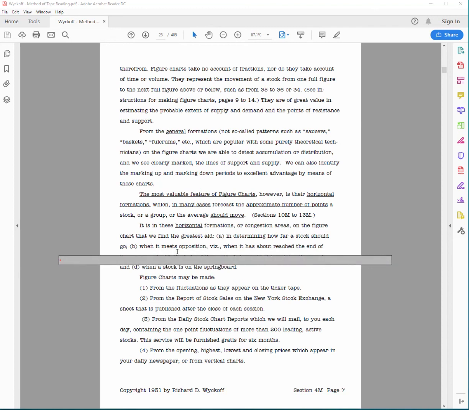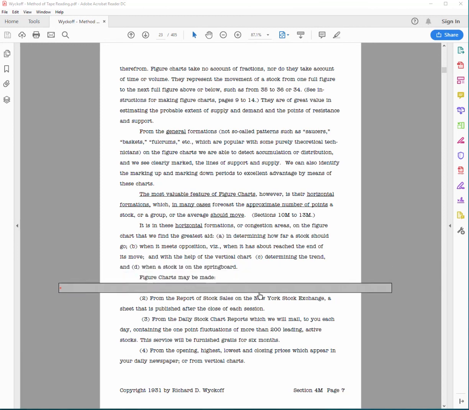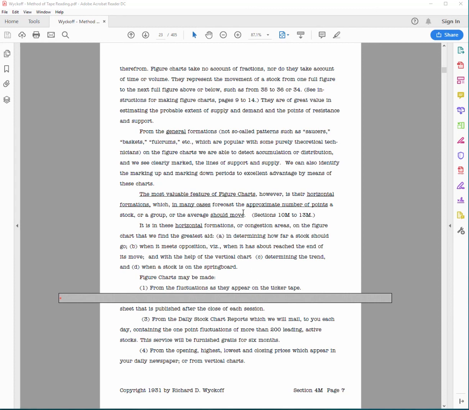How far a stock should go. This is also really, you're going to realize later, the greatest aid in determining how far a stock should go when it meets opposition, when it has reached the end of its move, and with the help of the vertical chart, determine the trend. So obviously use it for cause and effect, right? But the other thing is when it meets the opposition, how do you detect that?